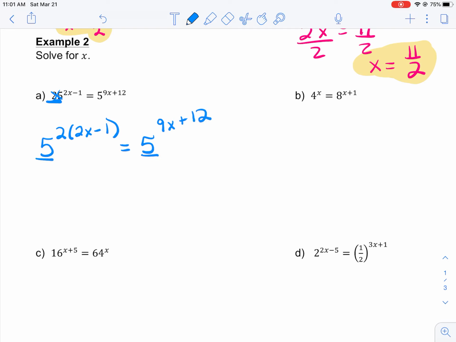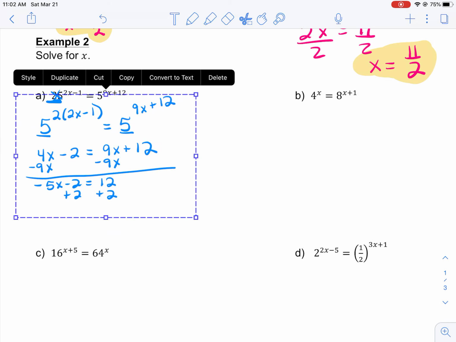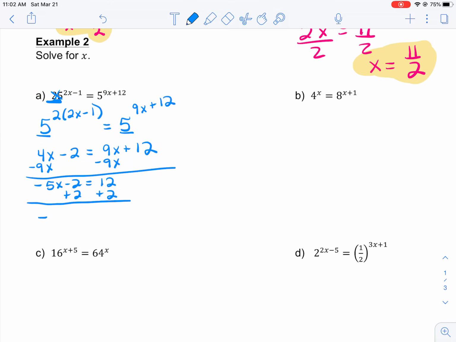And now that we have the same base, we're going to go ahead and set our exponents equal. I'm going to distribute that 2 to get 4x minus 2 equals 9x plus 12. And then I'm going to subtract 9x from both sides. Negative 5x minus 2 equals 12. And then I'm going to add 2 to both sides. Sorry, I'm going to move this up real quick to make some room. So we have negative 5x equals 14. Divide by negative 5, and x equals negative 14/5.